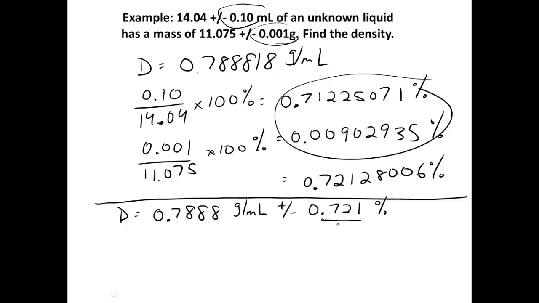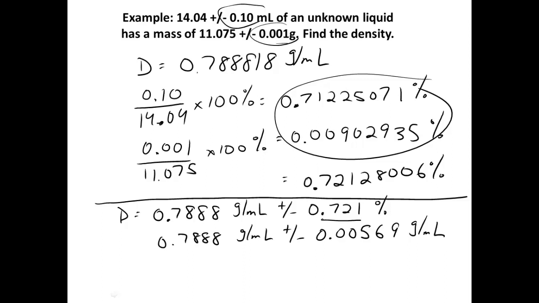So now we need to figure out what is 0.721% of 0.7888. Okay, so we're going to figure that out in our calculator. So we're going to divide that by 100 and then multiply it by 0.7888. And we're going to end up with that, again, plus or minus 0.00569 grams per milliliter. So it's back into grams per milliliter.